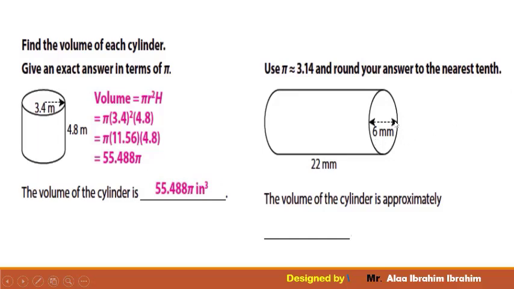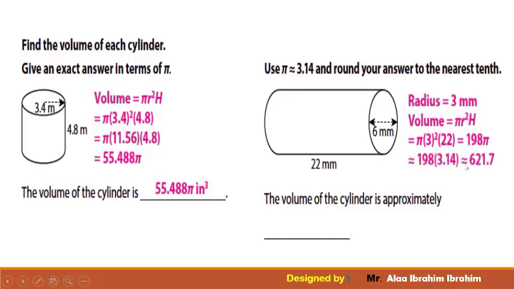Here, this is the diameter, so I convert it to the radius. My radius, half of the diameter, is 3. So my radius is 3. Then I find the volume with the same formula. Because he told you here to change to 3.14, I replace pi with 3.14. My radius is 3, and my height is 22. Now I multiply, with pi as 3.14, and round to the nearest tenth. So this is my answer.